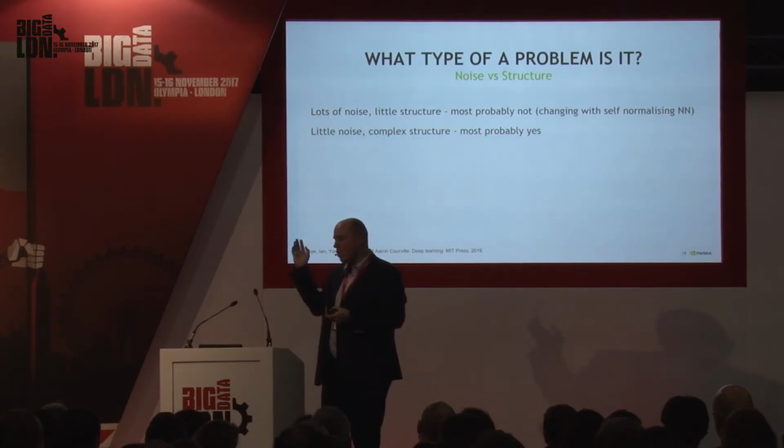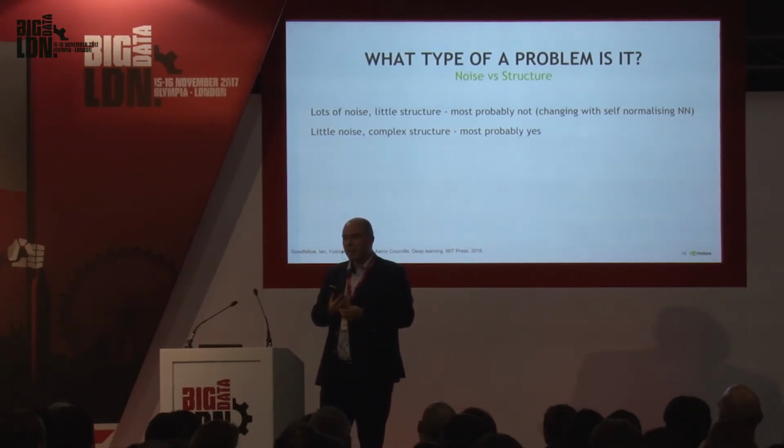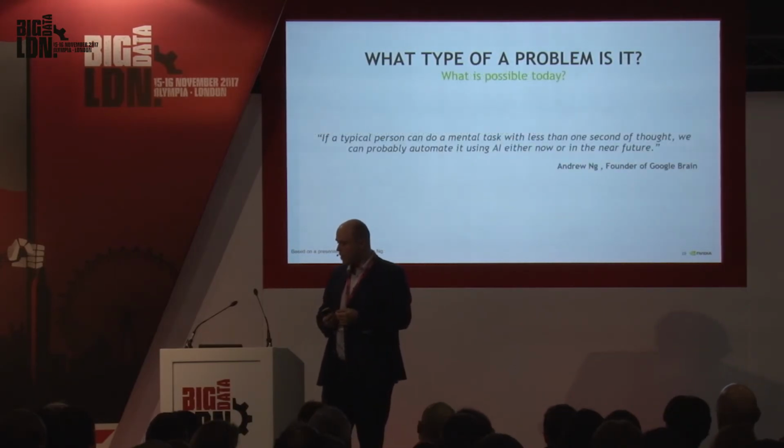That is changing slowly. Self-normalizing neural networks allow us to tackle problems that are much more noisy than the ones we used to, and also non-stationary problems. But in principle, currently they thrive on problems where there is little inherent noise.